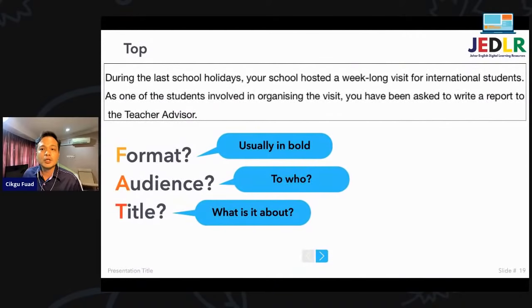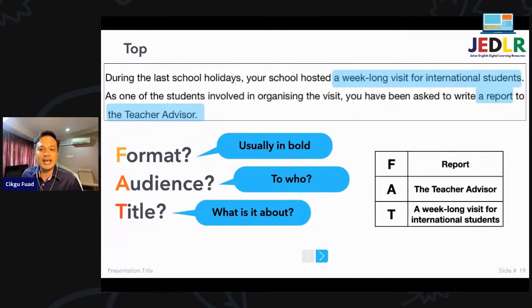So the top: during the last school holidays, your school hosted a week-long visit for international students. As one of the students involved in organizing the visit, you have been asked to write a report to the teacher advisor. Again, format, audience, title. I think by now it's easy, right? So format, in bold, a report, to who is to the teacher advisor, and the title is a week-long visit for international school. So we have there 3: report, teacher advisor, a week-long visit for international school. So keep in mind these 3 points.